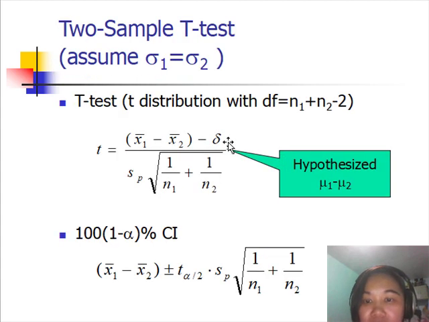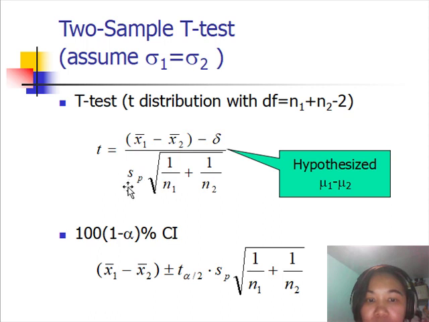Okay, so here, since we set delta to be 0, we may or may not write delta anymore. So this is a t-test where sample sizes are small, but we assume population standard deviations to be equal. Okay, S sub p is the pooled standard deviation.